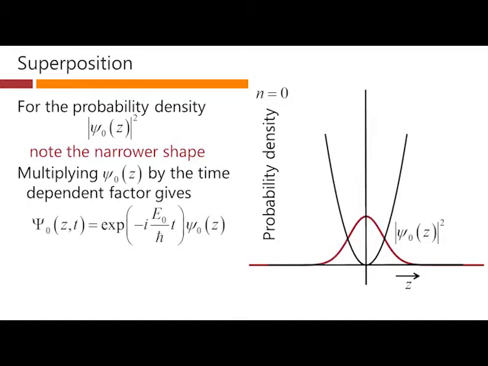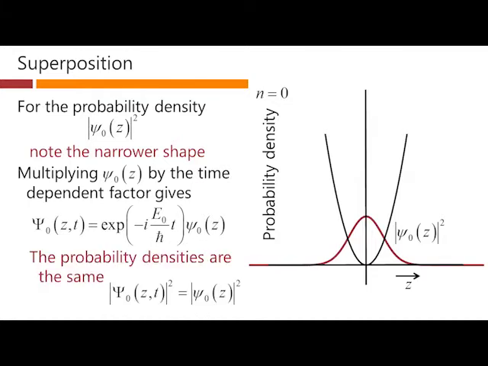And again, if we were to multiply this function by its time-dependent factor and take the modulus squared of it, the probability density is the same whether or not we multiply by the time-dependent factor. It makes no difference. The measurable quantity is the same for this eigenstate whether we multiply by the time-dependent factor or not, just as before.